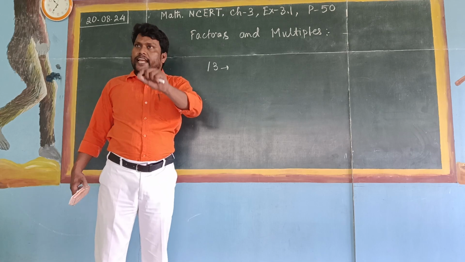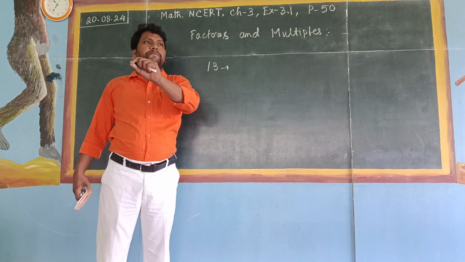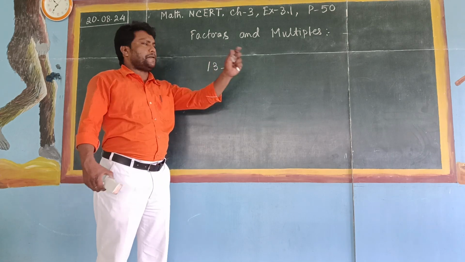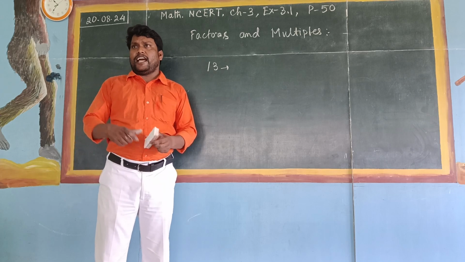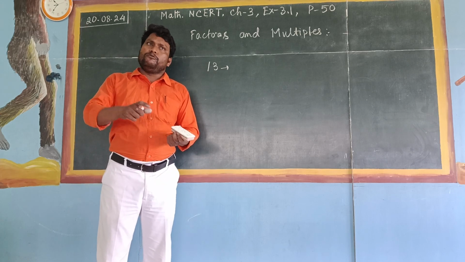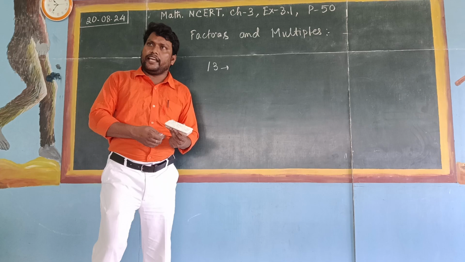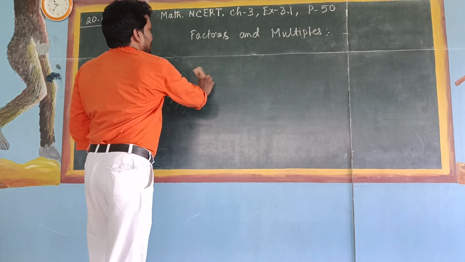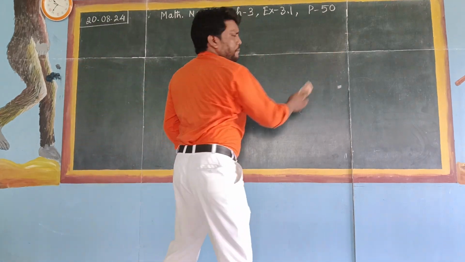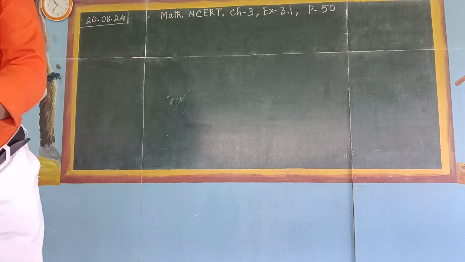If they have not mentioned any restriction, then write the multiples of 13. Write 5 multiples of 13. Then you may write any 5. Okay. Next, I am coming to another point that is related to this chapter.